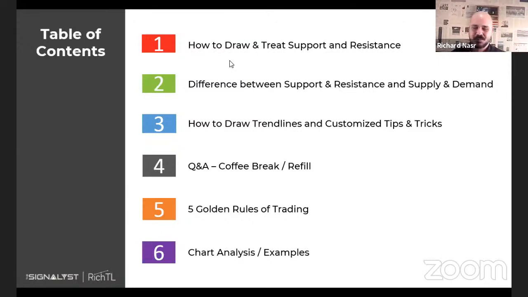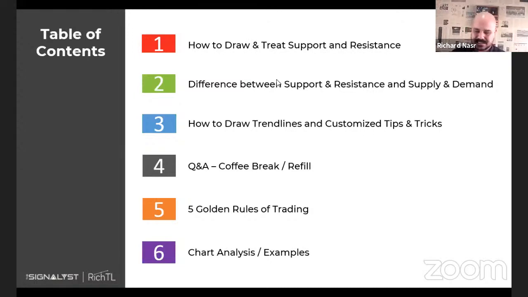So this is it. We'll go over first how to draw support and resistance. Let's take it slow, right? Let's take it step by step. I'll be checking the chat every section. So when I'm done with this, I'll be checking the chat, because I can't keep an eye on it while I focus.